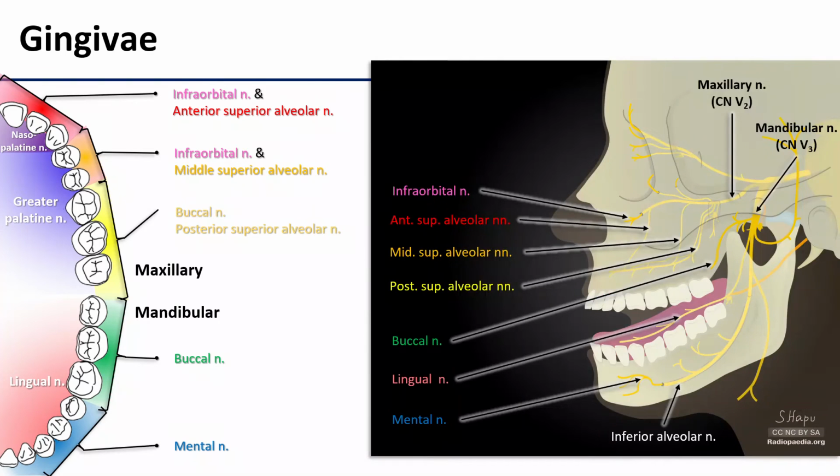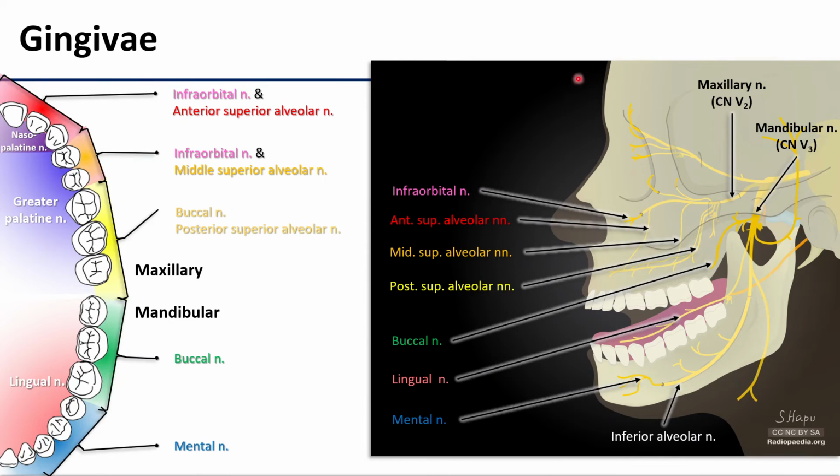This means that the buccal gingivae for the maxillary molars here comes from both the buccal nerve, so this little branch over here of the mandibular nerve, and the posterior superior alveolar nerve that we saw earlier. All right. The premolars are served both by the infraorbital nerve and the middle superior alveolar nerve, and the canine and incisors are served by the infraorbital nerve and the anterior superior alveolar.